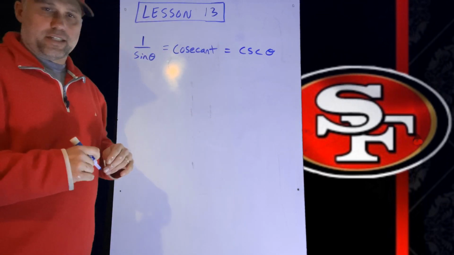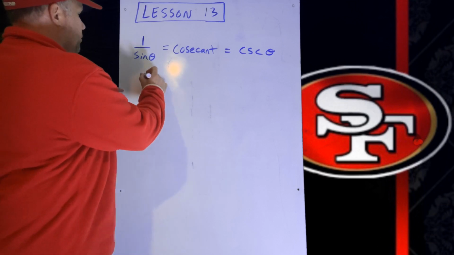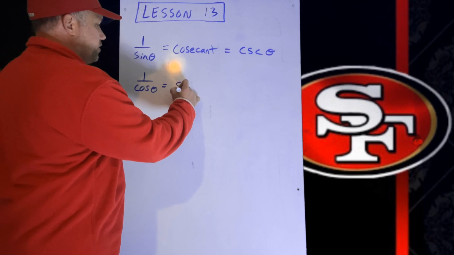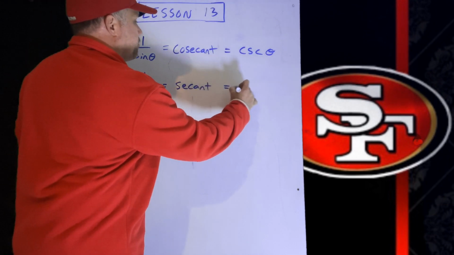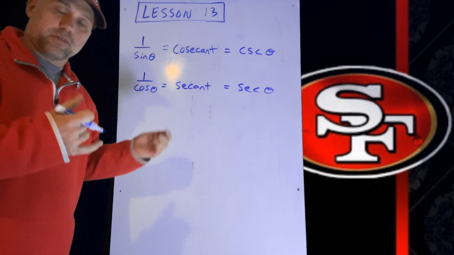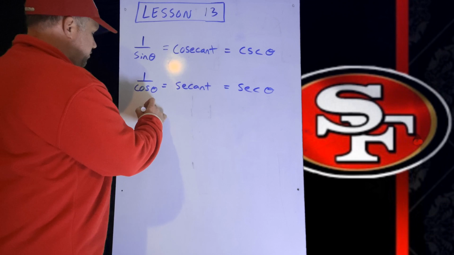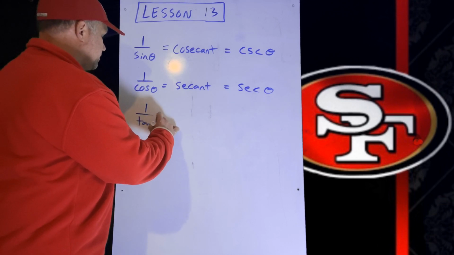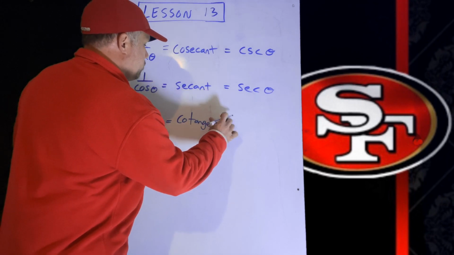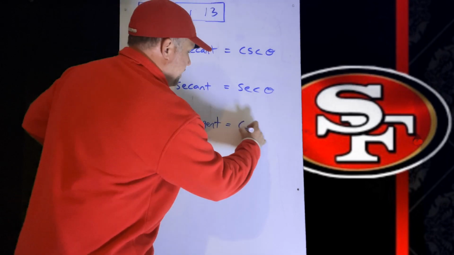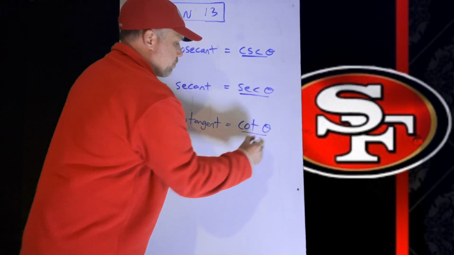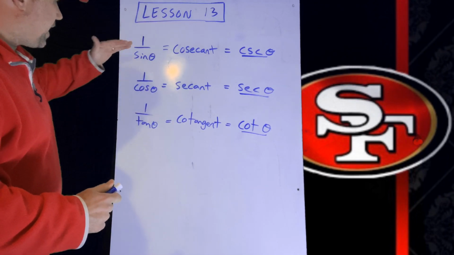We'll get back to that in a minute. Let me just introduce you to the other two. The reciprocal of cosine is 1/cosine. Its reciprocal is called secant, and its abbreviation is SEC. So the secant is the reciprocal of cosine. Tangent's reciprocal is 1/tangent. It's called cotangent, and we abbreviate that COT. So these are the three reciprocals of sine, cosine, and tangent.